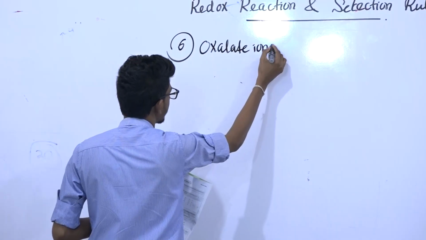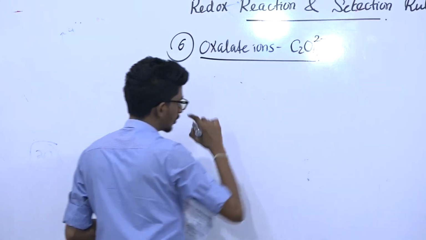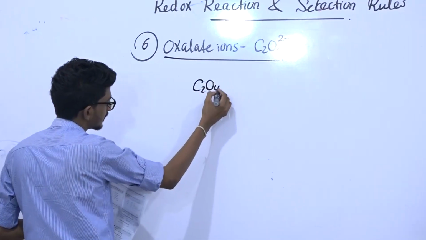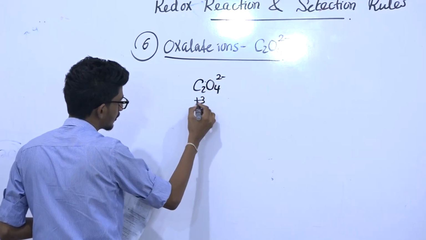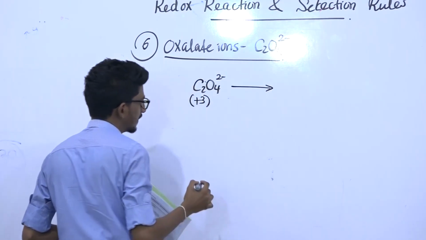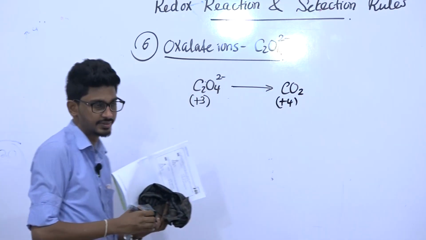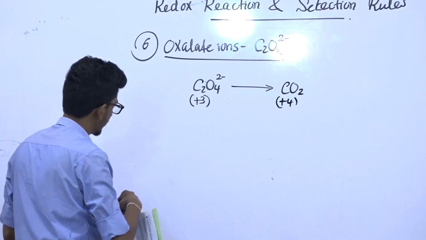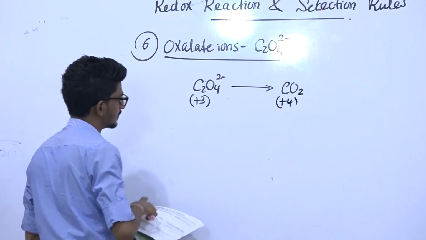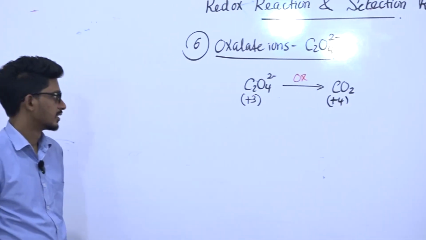Oxalate ions are with +3 oxidation state for the carbon, right? So always it tends to oxidize to CO2. That is the only possibility appearing in the oxalate ion, right? So this kind of an oxidation is what happens.